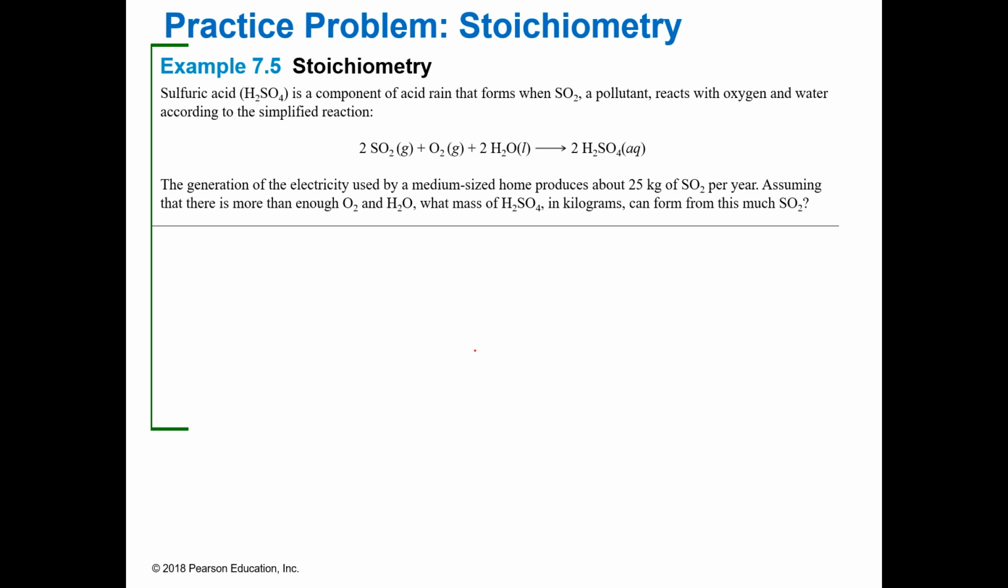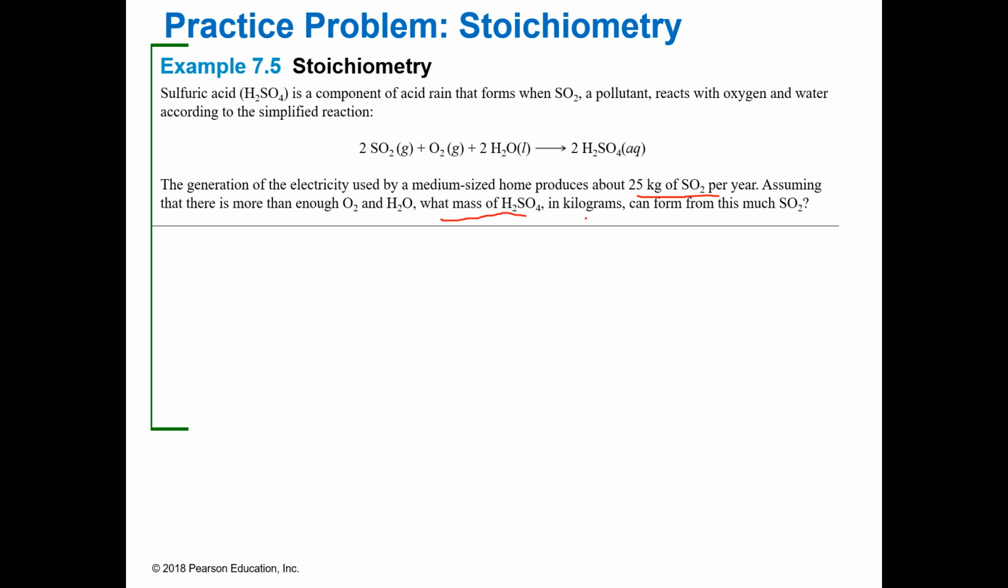Let's do one more right now. All right, so here we go. We have 25 grams of sulfur dioxide. And so the question is, if 25 kilograms of sulfur dioxide were to react, what mass of sulfuric acid will form in kilograms?